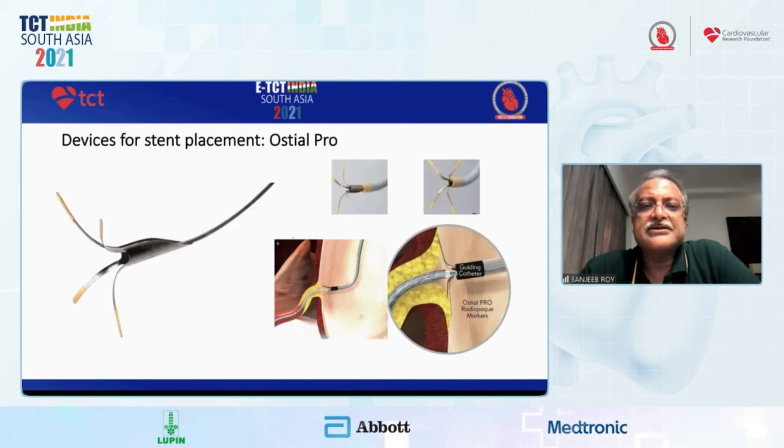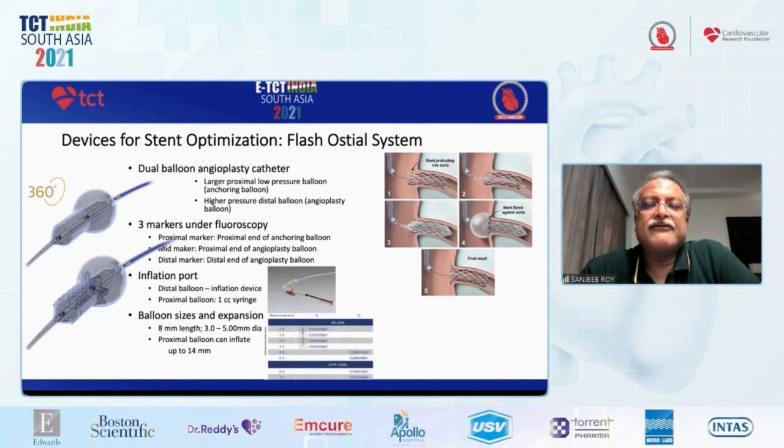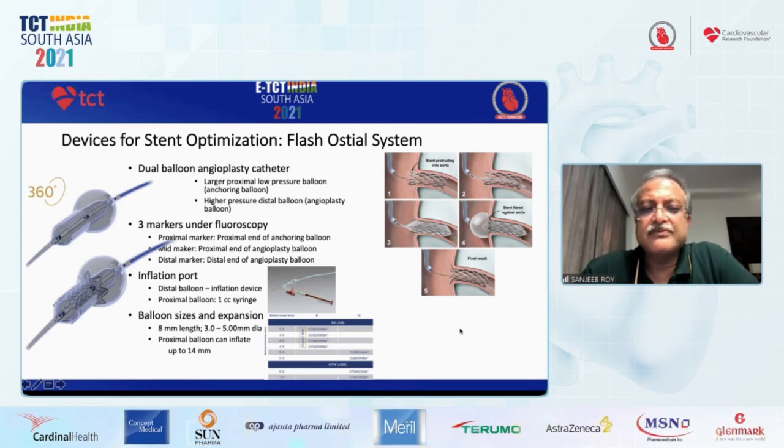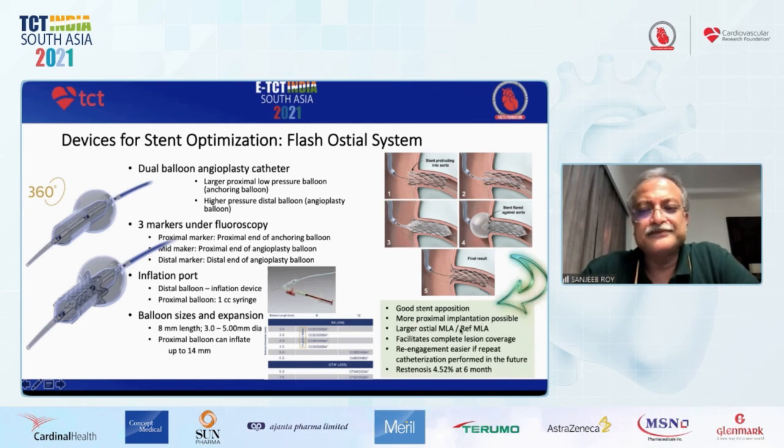There are some dedicated devices for the aorto-ostial. One of them is the Ostial Pro, which helps you in the accurate stent placement in the ostial. The other is the Flash Ostial system, which is a double balloon, helps you to optimize the stent deployment and flare the proximal edges, but very few of these balloons have been used.